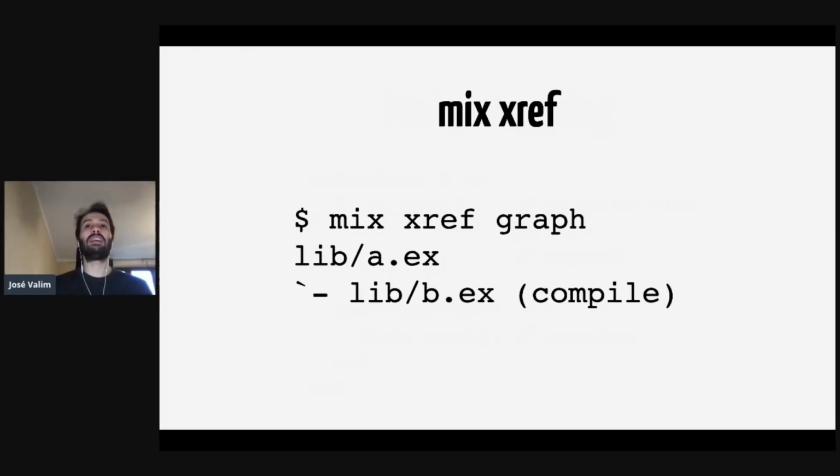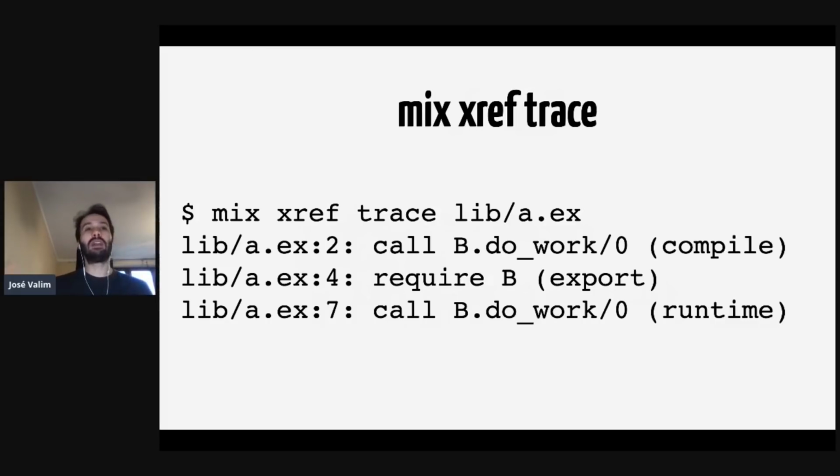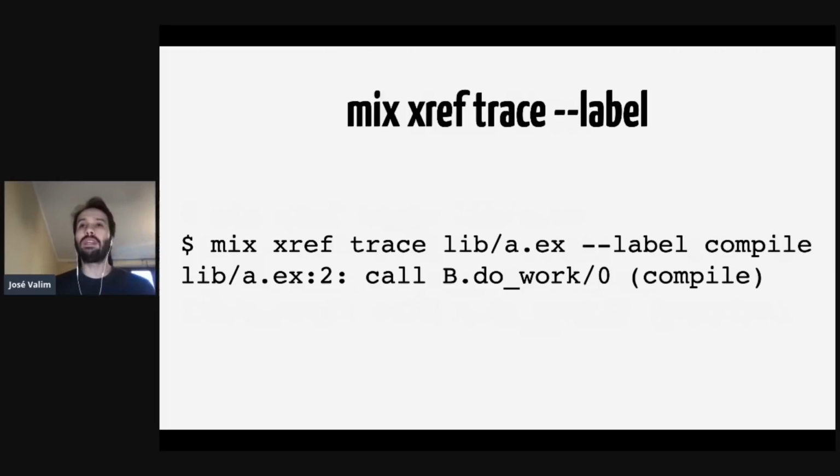So in Elixir 1.13, we added mix xref trace. And what it does is that you give it a file, and it's going to tell exactly where all of your compile, export, and runtime dependencies are, right? It lists everything. So now if you want to say, hey, there's a compile time dependency that is making my application recompile a bunch of stuff, now you have this trace command that is going to allow you to filter things. And you can pass the label option and say, hey, give me only the compile time dependencies, okay? So again, I think this is going to be really helpful for developers working on large applications.